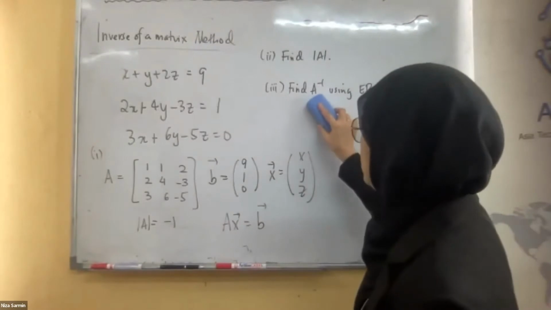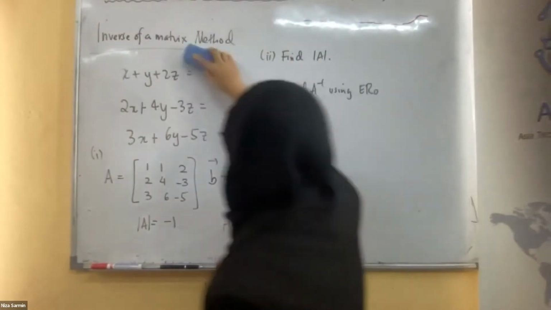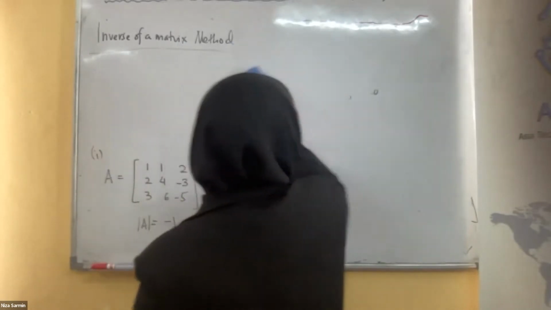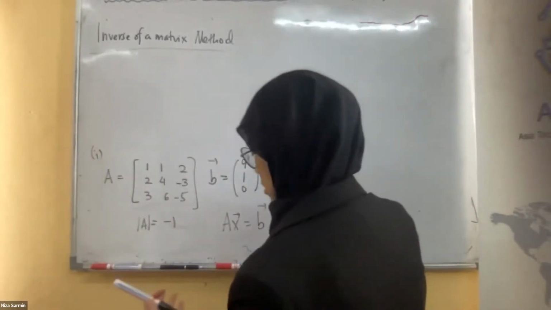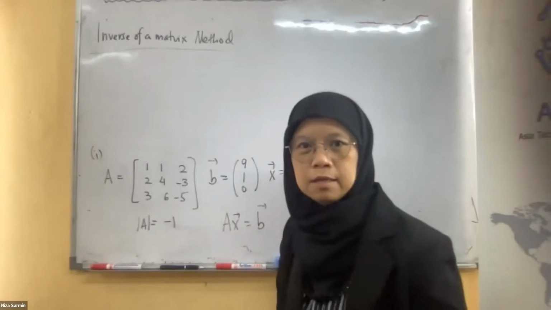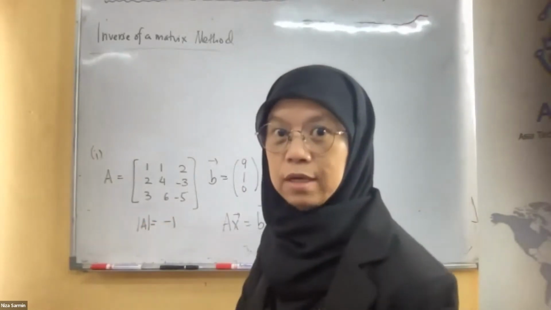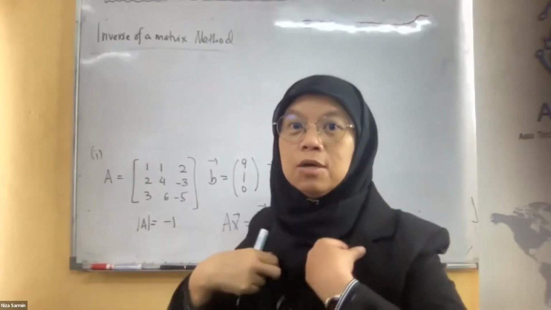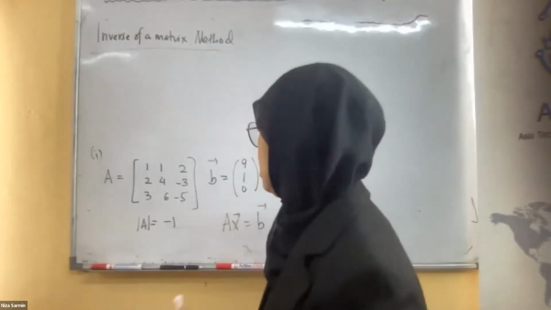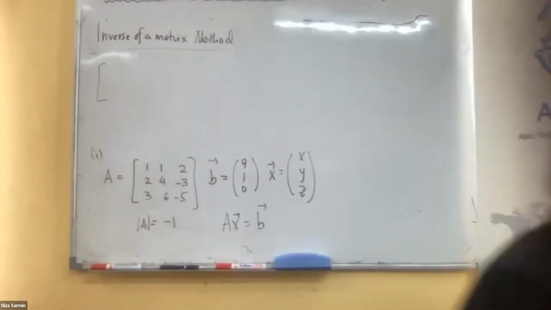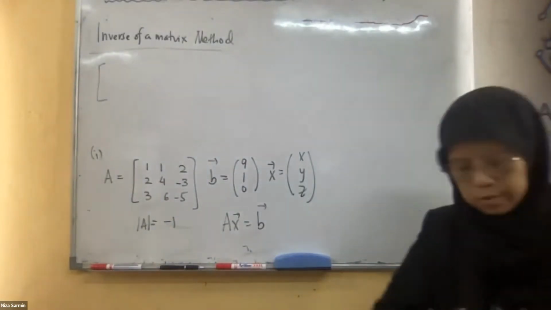Now we will find this, yeah? So I will write this matrix to find the inverse using the row operation method. I have to find a new marker.